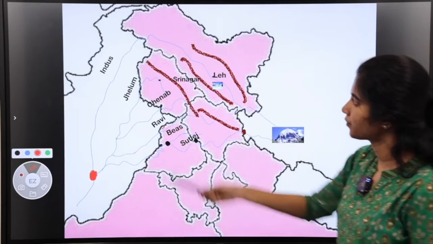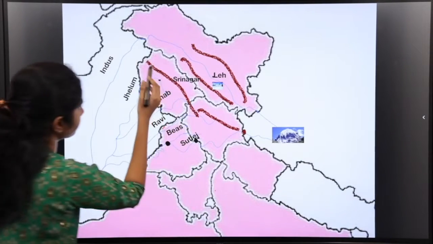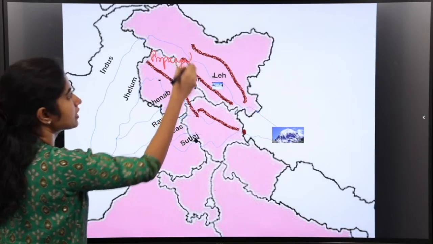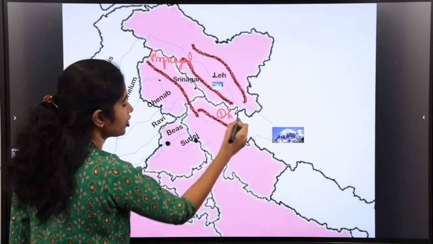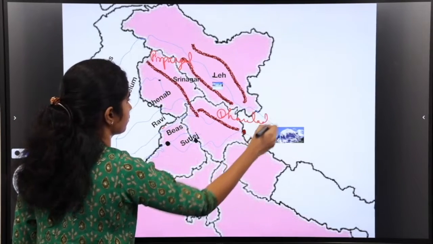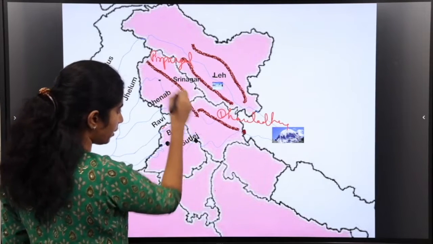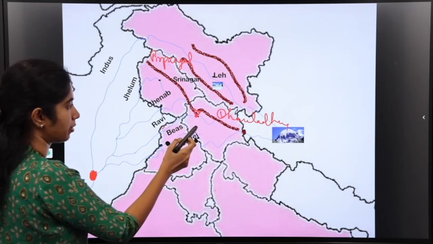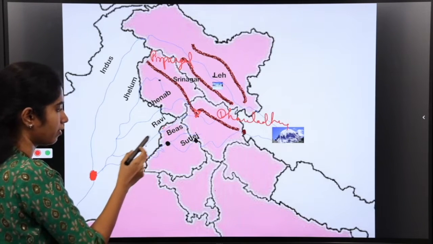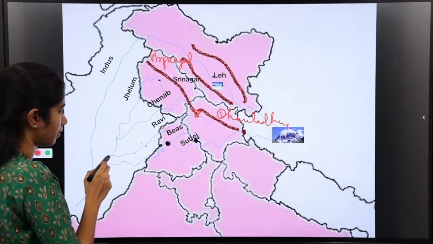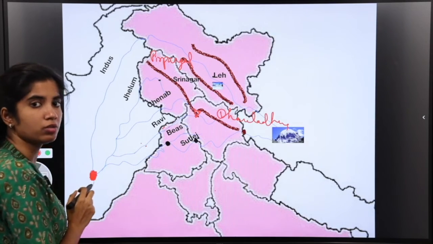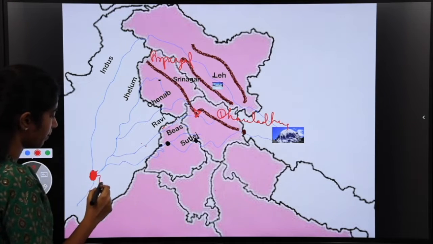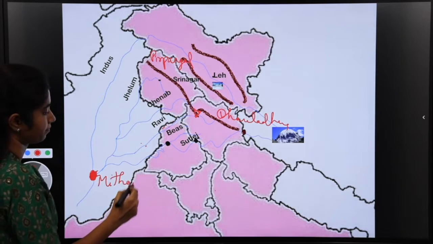Can you see here? This is Pir Panjal range. This is Dhauladhar range. So river Ravi is hemmed between the two, forming a triangular shape. Then it enters from Himachal Pradesh into Punjab region, then into Pakistan, joining Jhelum and Chenab river, then into Indus. All these rivers enter into Indus at Mithankot, Pakistan.